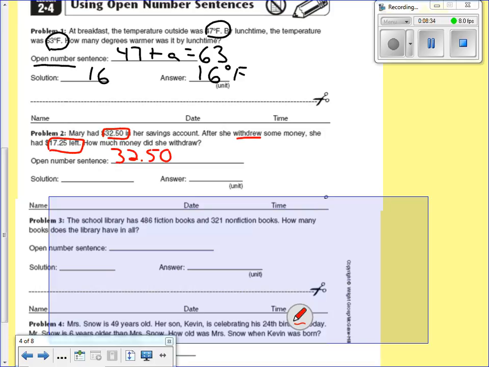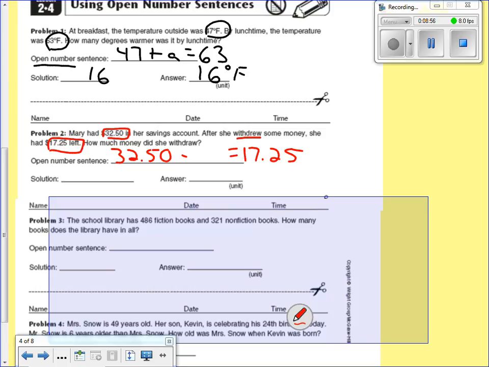Withdrew means to subtract an amount of money, and we ended with $17.25. You see why I'm not subtracting the 17.25? Because that's what we ended with. You see how the problem's worded? She had $17.25 left. So this is where my variable goes.